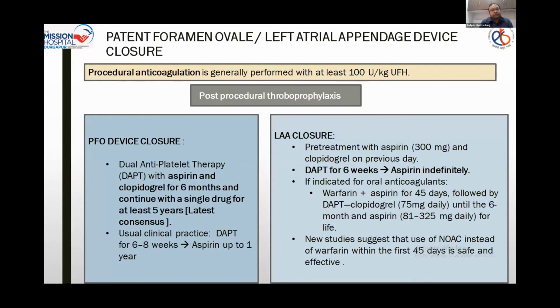In case of PFO device closure, dual antiplatelet therapy with aspirin and clopidogrel for 6 months is given and continued with a single drug for at least 5 years. In case of LA appendage device closure, dual antiplatelets for 6 weeks followed by aspirin indefinitely is recommended.